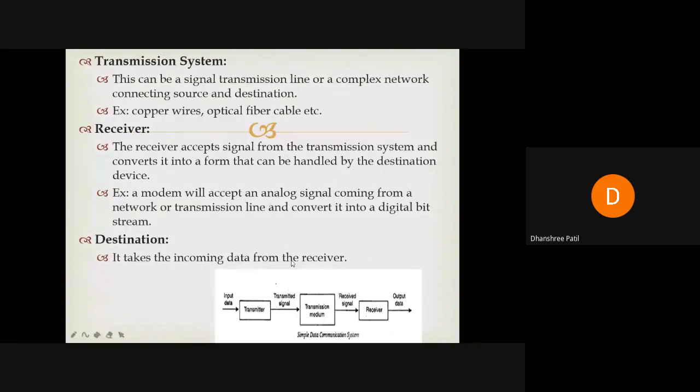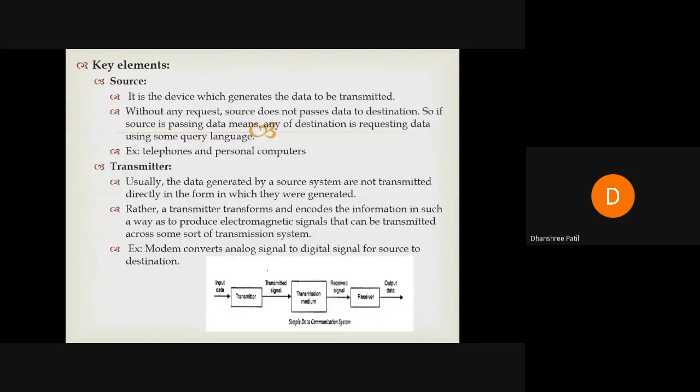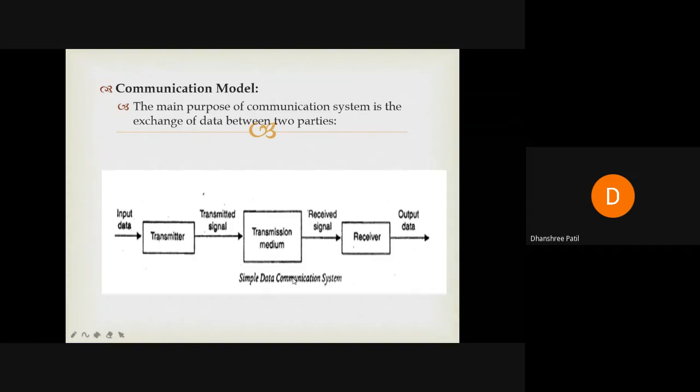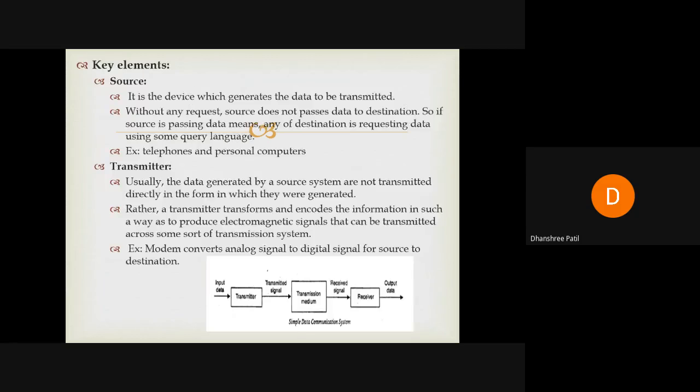Then next is the transmission system. It can be any type of medium, for example different types of wires, or air or water, anything through which your information is transmitted. Then the receiver accepts the signal, or receives the data from the source, and the destination is the one to which we are sending the data, where the final data is received. These are the elements of the communication model: source, transmitter, transmission medium, receiver, and destination.